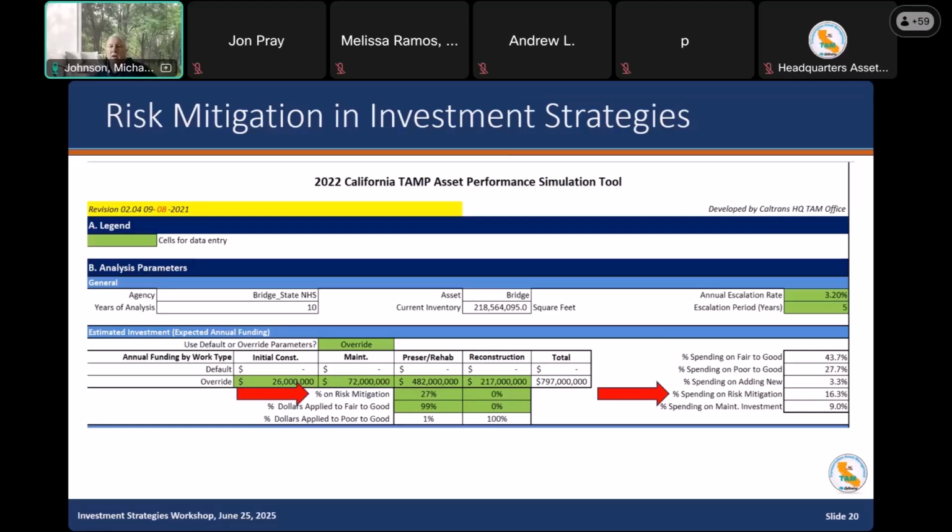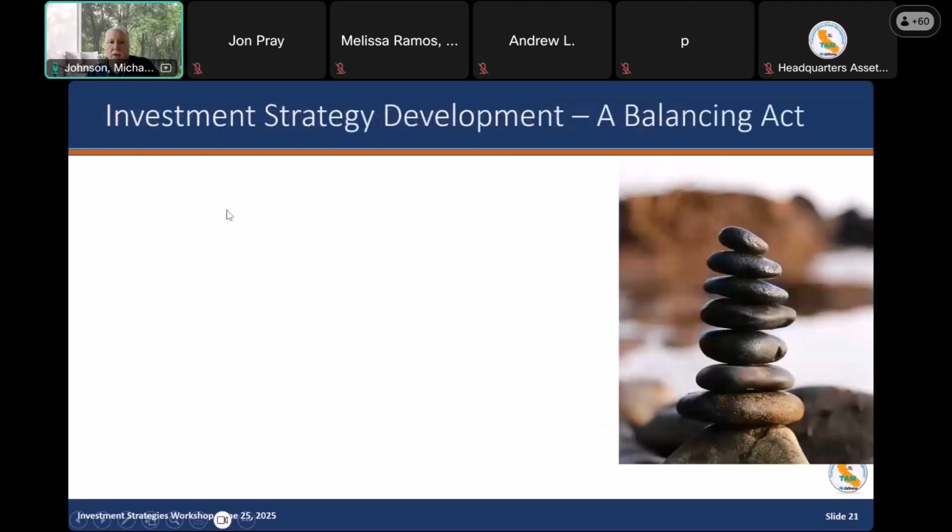So this is right from our prior performance targeting analysis tool. So we know that in Caltrans, we're spending 16% of available funding on risk mitigation. That means that 16% of the funding is not available for condition improvement. Okay, so these are all about trade-offs.